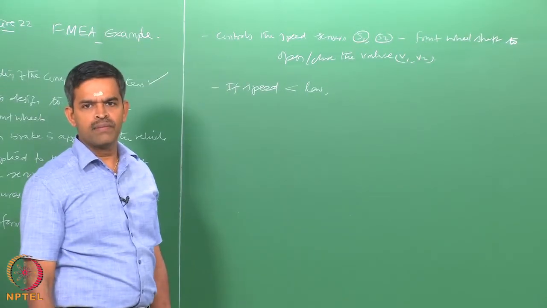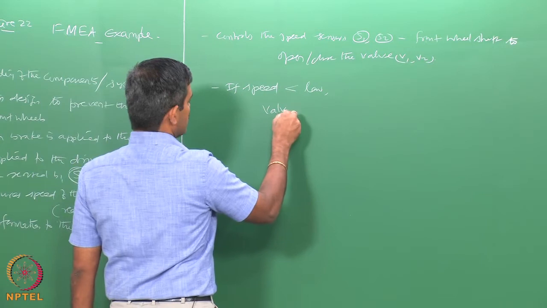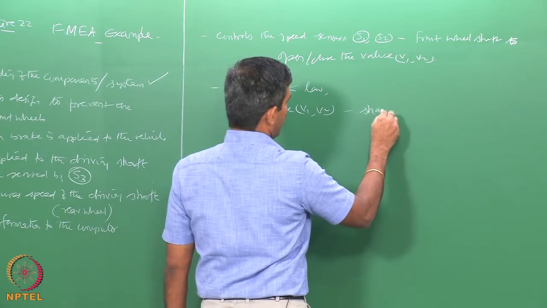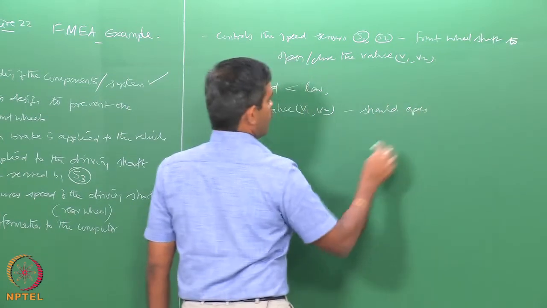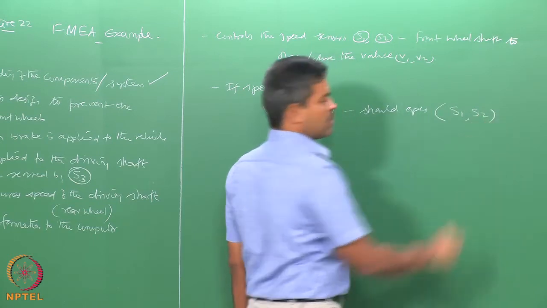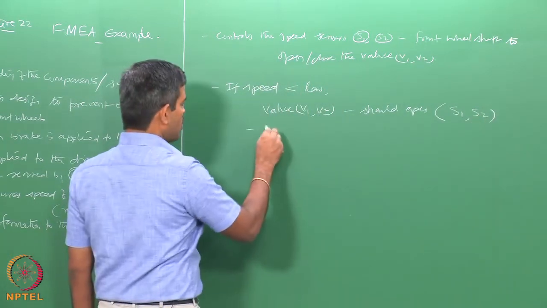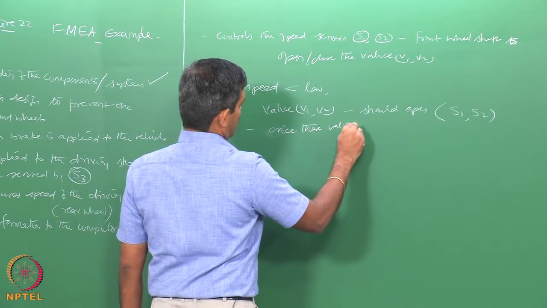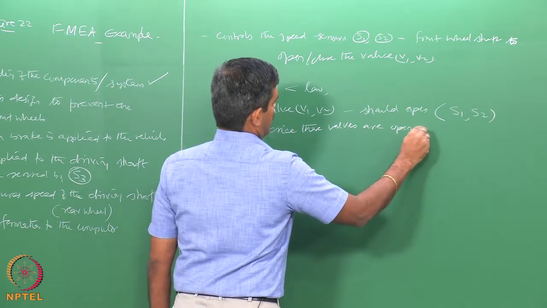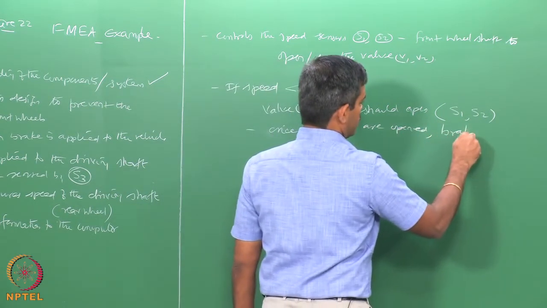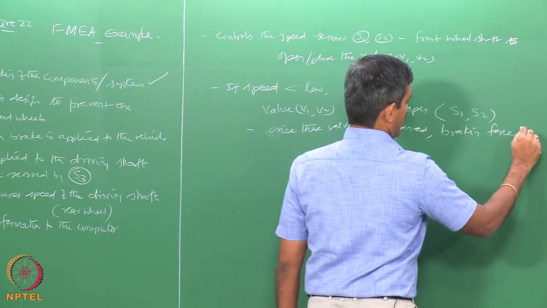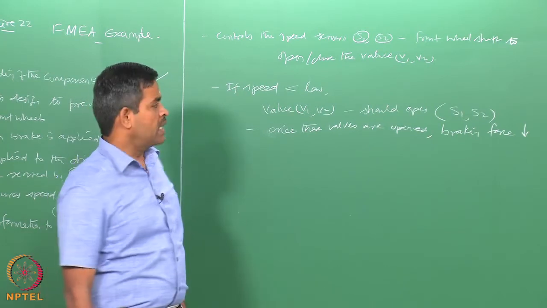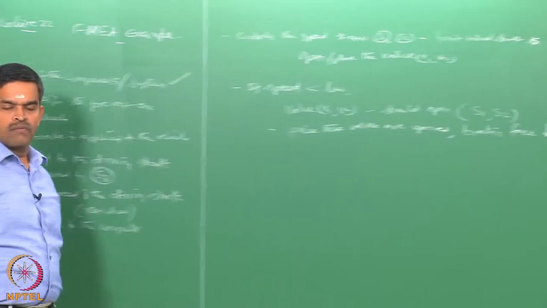Now, if the speed of the vehicle falls significantly low because of a sudden brake, valves V1, V2 should open, which will be controlled by the sensors S1 and S2. Once these valves are opened, the braking force will be reduced. So, that is the whole action we are understanding from the mechanical system shown to you on the screen.